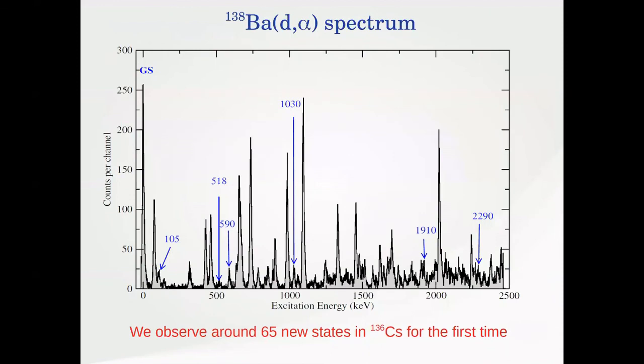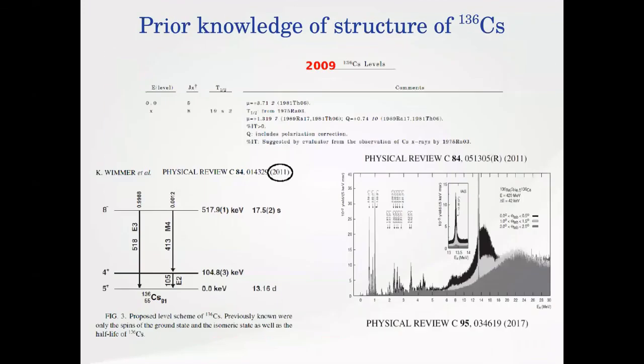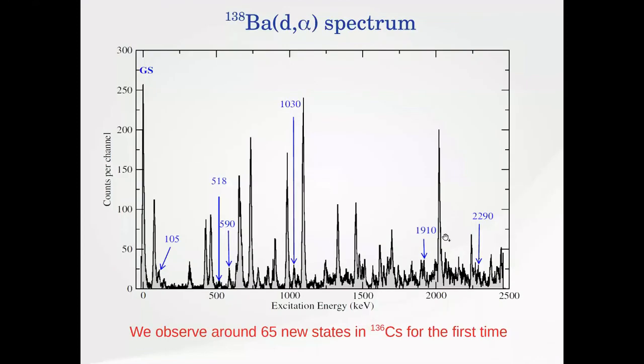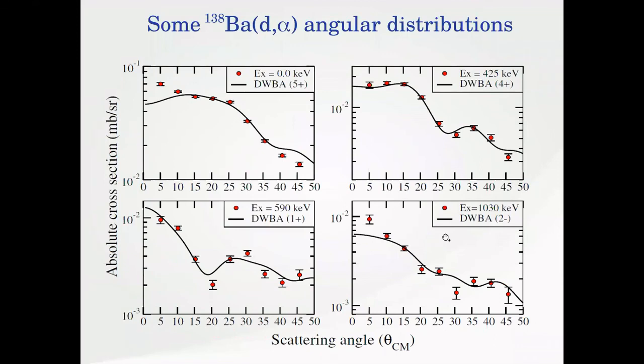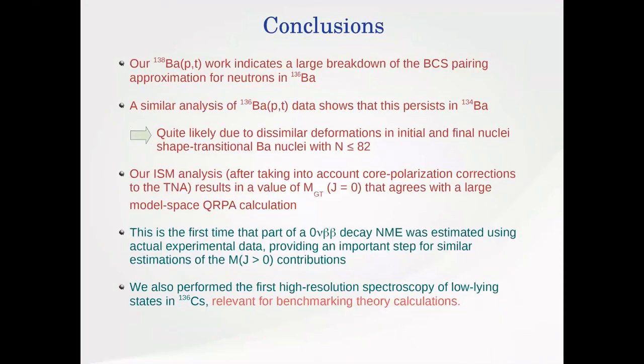And this is the 136 cesium spectrum we obtained, at very, very high resolution. And you need high resolution for this because it's an odd heavy nucleus, with a lot of density of states. The blue labels are the ones that were observed before at RCNP, and everything else has been observed for the first time. We did some DWBA analysis. We agree with what's known from before, more or less. The angular distributions are in very good agreement. And this analysis is going to be published soon.